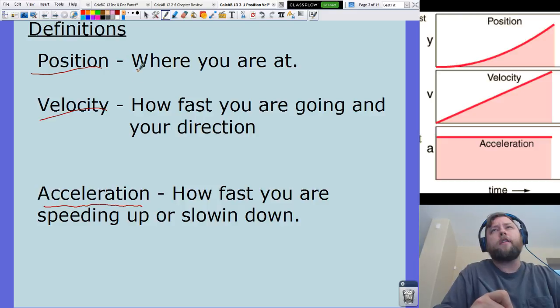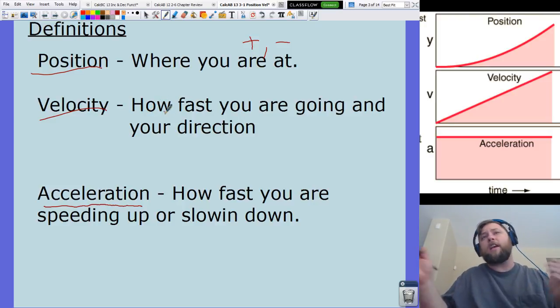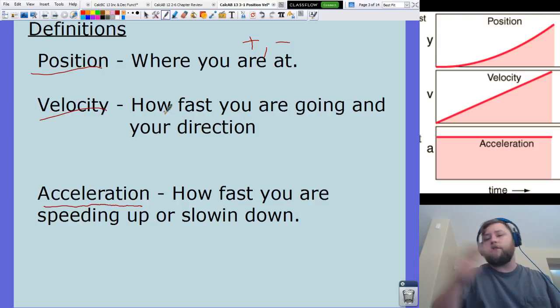Position's like where you're at. So it's like a distance right here. How far are you away from where you started? Velocity, and it can be negative or positive. In each of these cases, these can all be negative or positive. Velocity is how fast you're going in your direction. So you might have positive velocity or you might have negative velocity. Just depends, positive or negative.